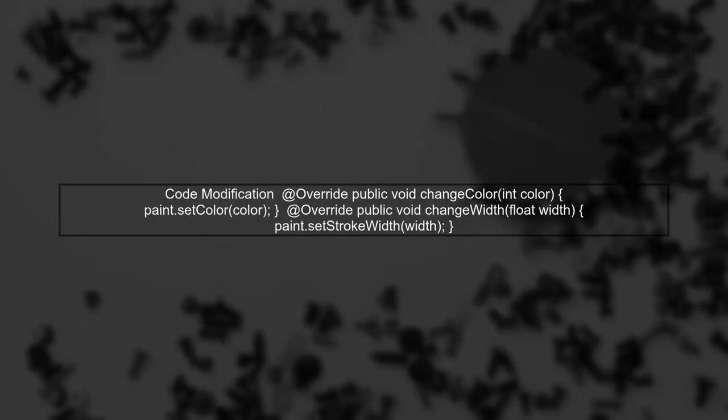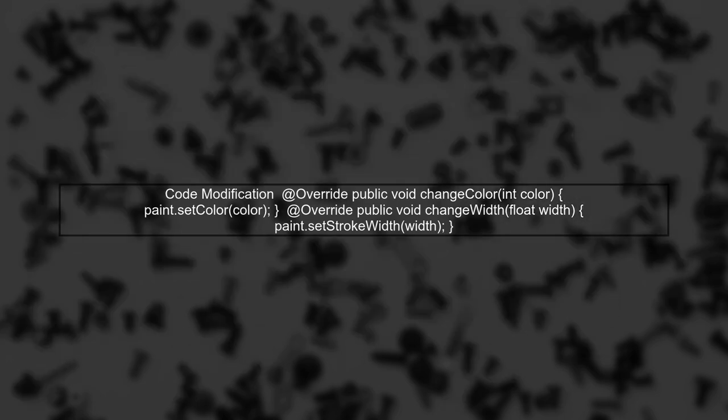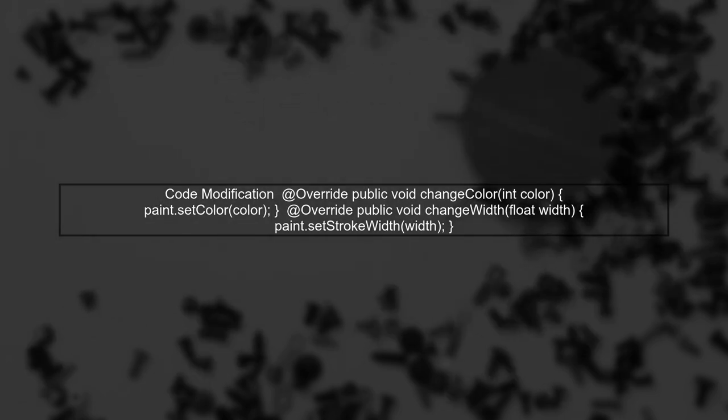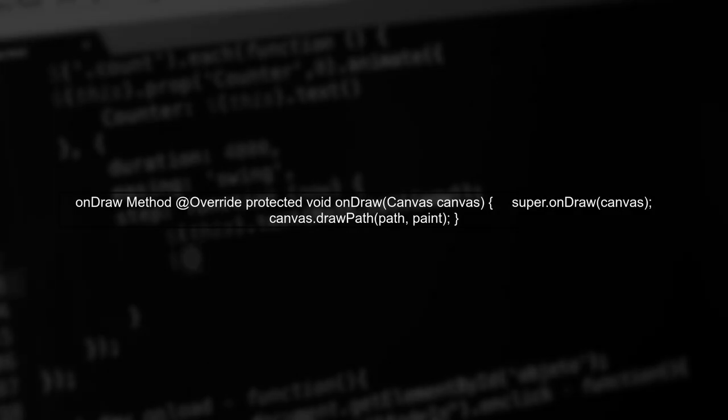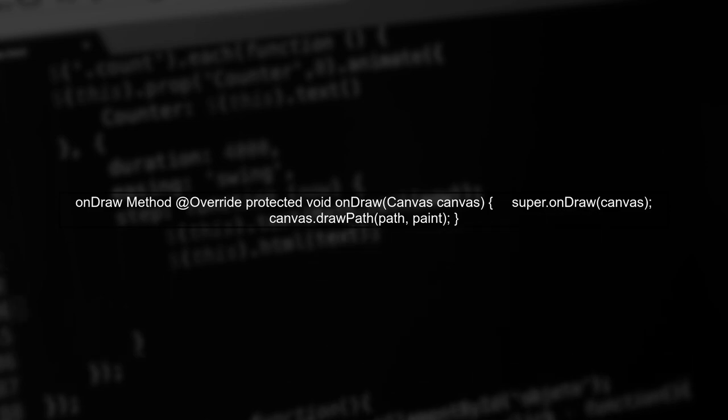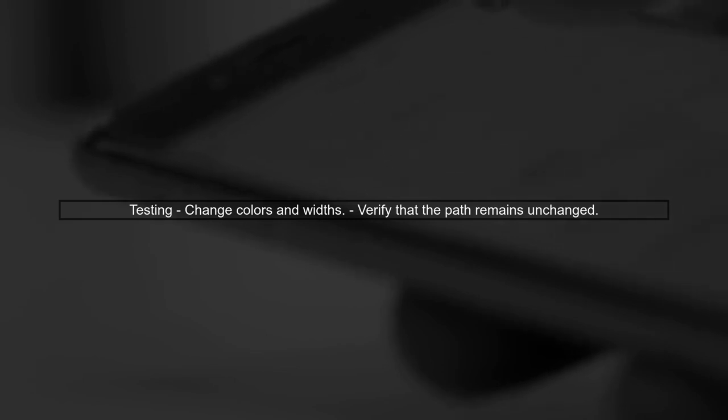In the DrawLine class, we will modify the change color and change width methods. Instead of redrawing the entire canvas, we will only update the paint properties. Next, ensure that the onDraw method only draws the path using the current paint settings. This way, the path remains intact while the appearance changes. Finally, test your application to ensure that changing colors and stroke widths work seamlessly without losing the drawn path.